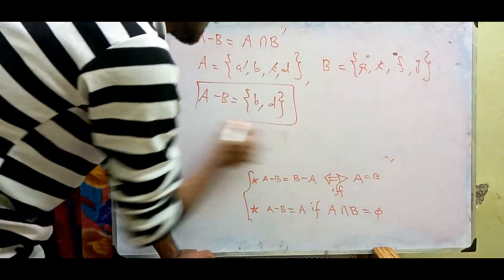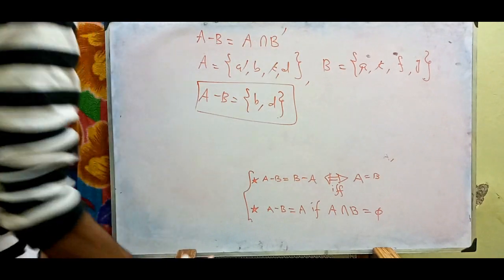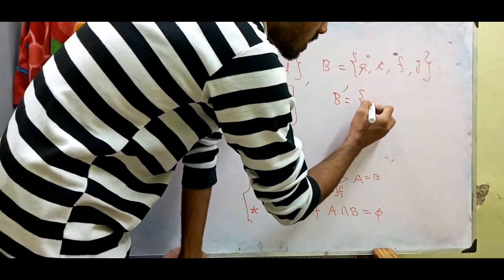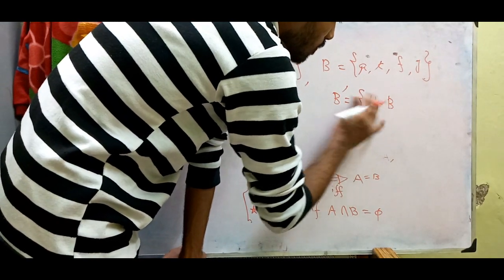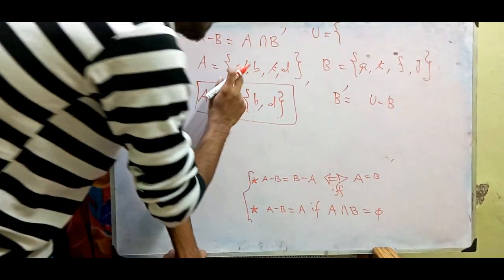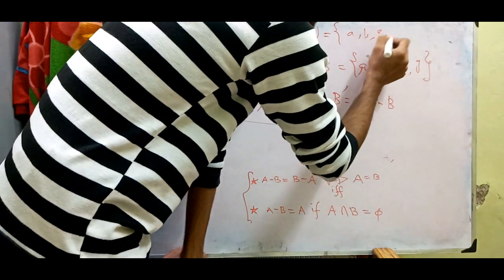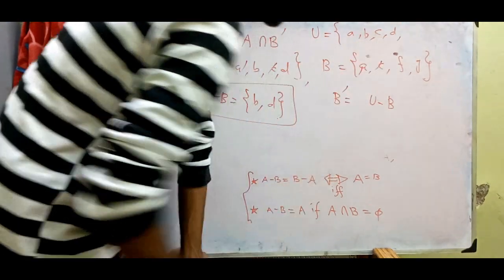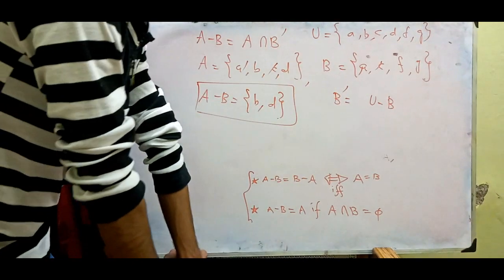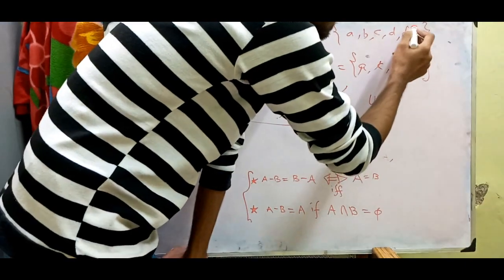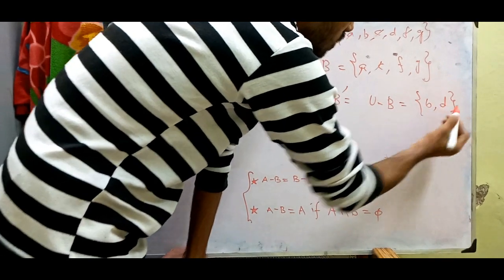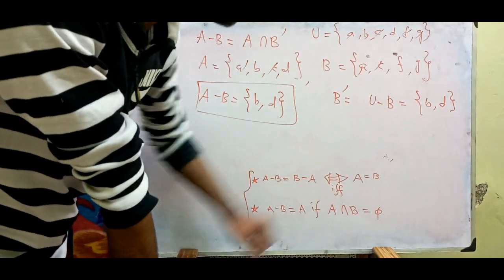Now this one is A minus B, and let us see A intersection B dash. Let us find B dash first. B dash is nothing but U minus B, right? What is the U set for A and B? It is a, b, c, d, f, g. So U minus B, if I subtract f, g, a, c, I get b comma d. So this one alone is B dash.